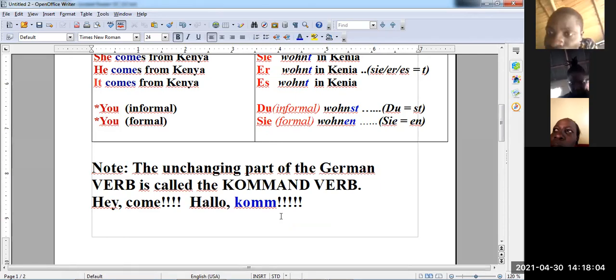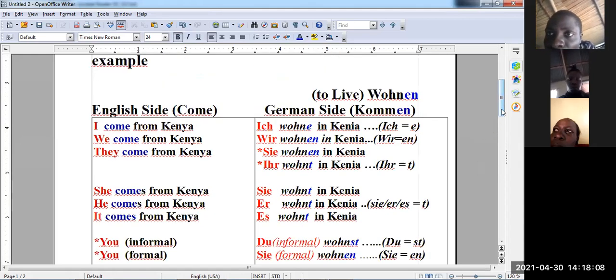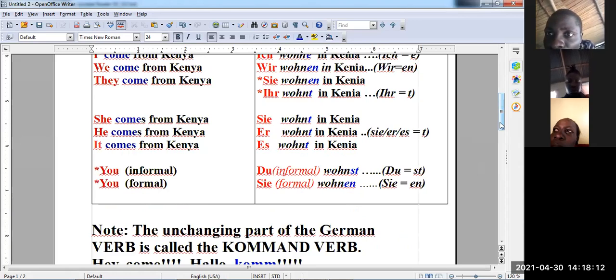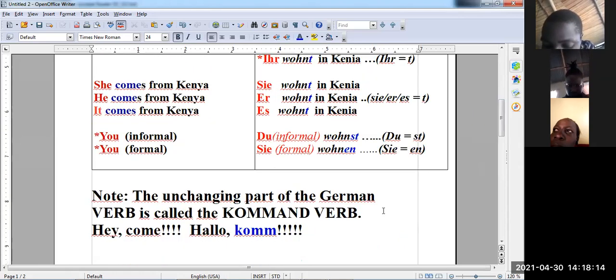That's a little part I wanted to add. So when somebody calls you in German, Hello, komm, there's no respect there. Go to your boss and say that, and it's a command. He's supposed to show respect, for instance.